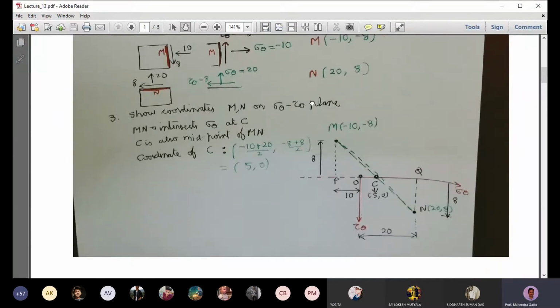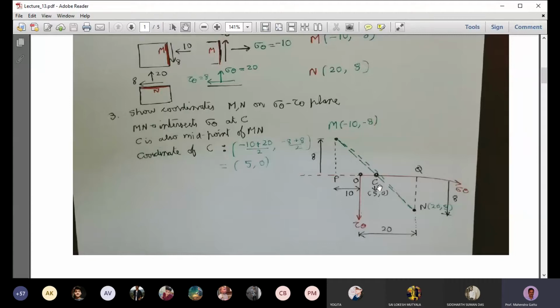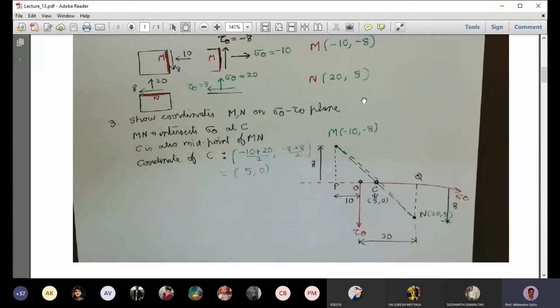Let's do that. So we have the sigma theta and tau theta axes here. The M value is minus 10, so it is along the negative direction, and minus 8 means we are moving in the upward direction here. So we can get the coordinate for M: we move minus 10 and move up 8 units. And for N, from the origin, we'll move 20 units to the right and then 8 units downward. So we'll get the coordinate. We have located the coordinate N. So what next will we do?